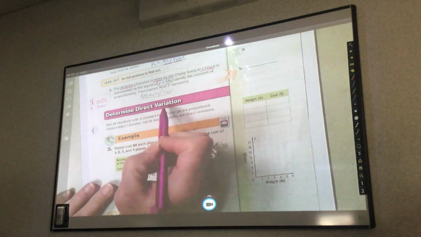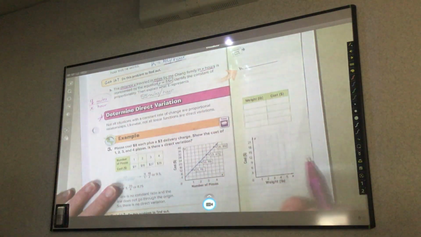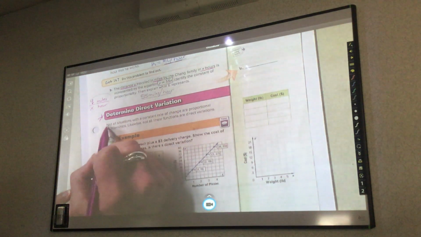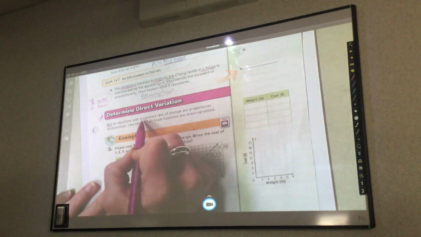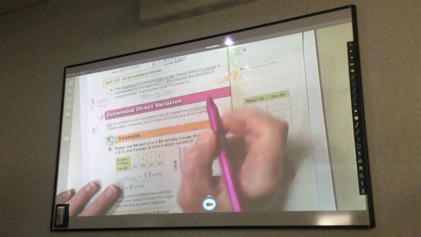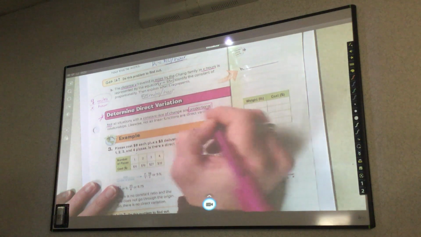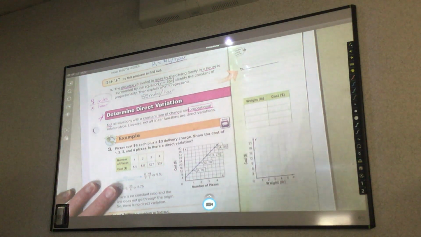Determine direct variation. I'll put a little star there. Not all situations with a constant rate of change are proportional. Ooh, we talked about this a lot. What makes it proportional?